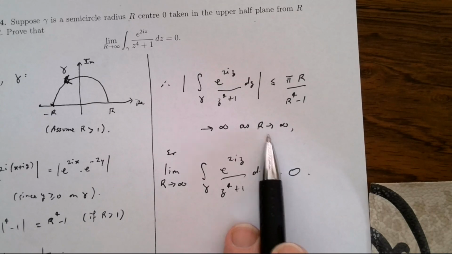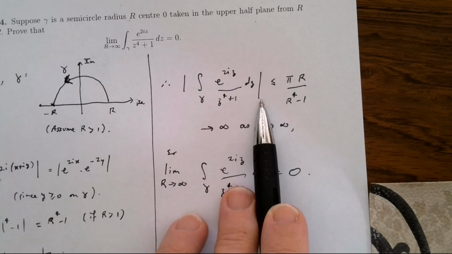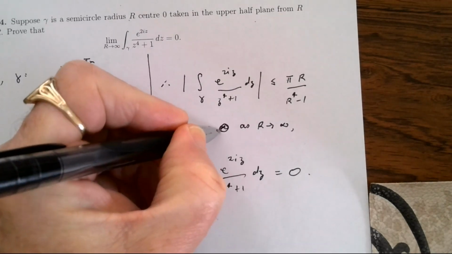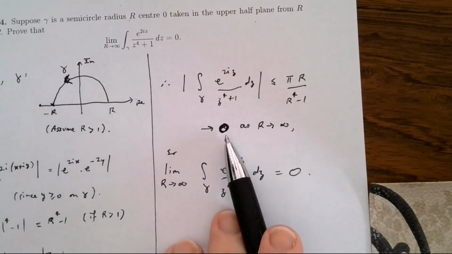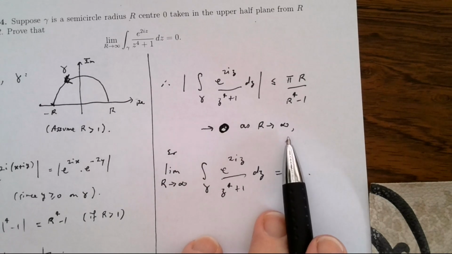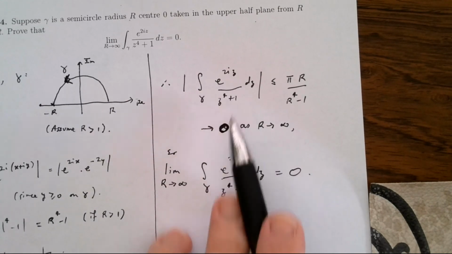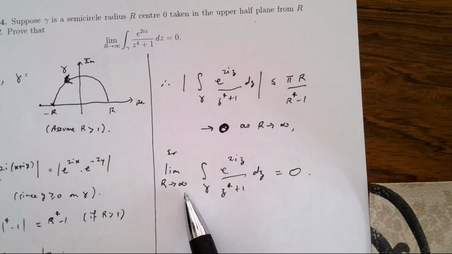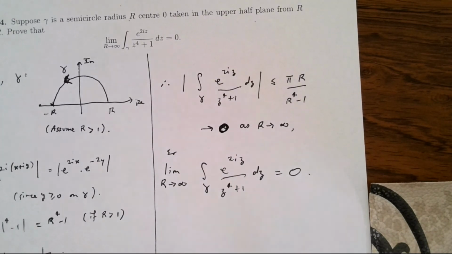Now that means if the magnitude of the integral is going to 0, not infinity there, if the size of the integral is going to 0 as r goes to infinity, then that means the value of the integral itself must be going to 0. And that means the limit as r goes to infinity of this is equal to 0 as claimed. And that is the end of this section.